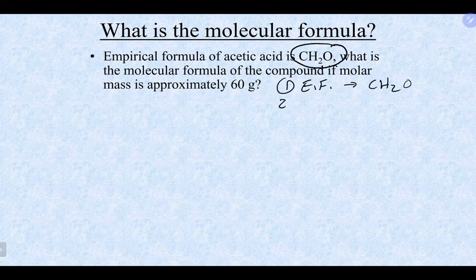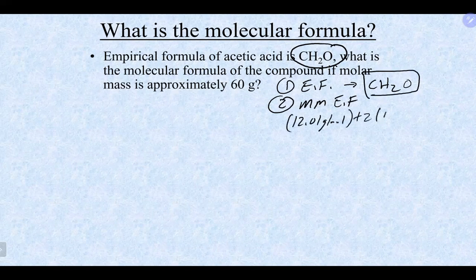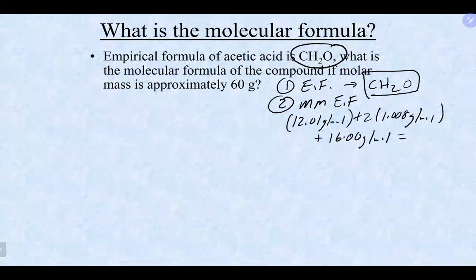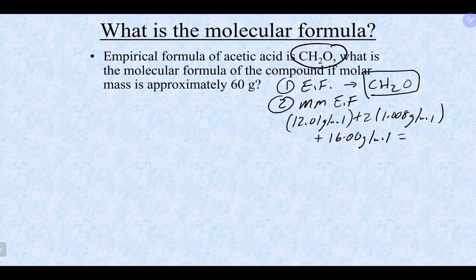We need the molar mass of the empirical formula, so we need to calculate the molar mass of this, and that would be 12.01 for our carbon, 2 times 1.008 for our hydrogen, and then we would add 16 for our oxygen. That would give us a molar mass of our empirical formula of 12.01 plus 2 times 1.008 plus 16, which is about 30.03.